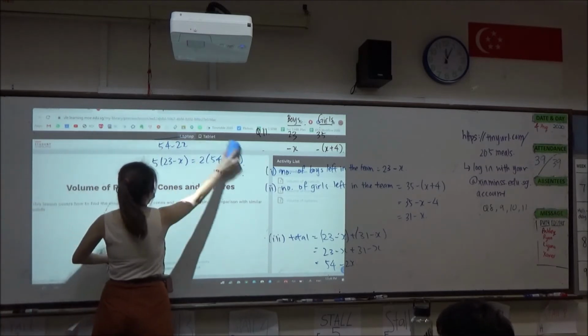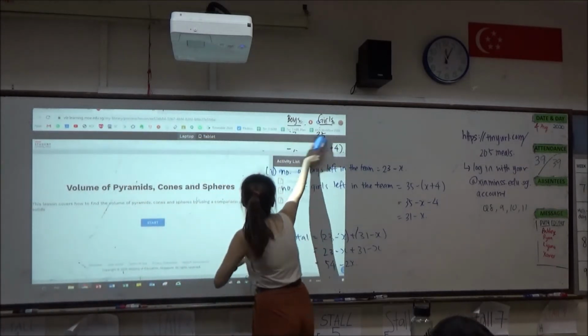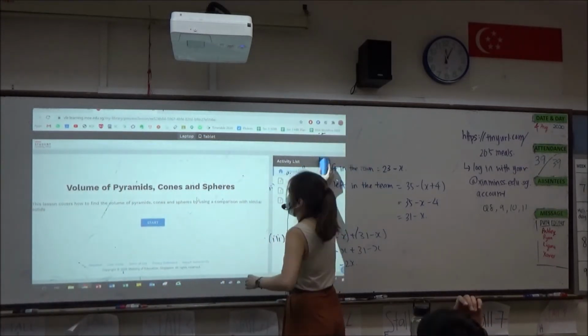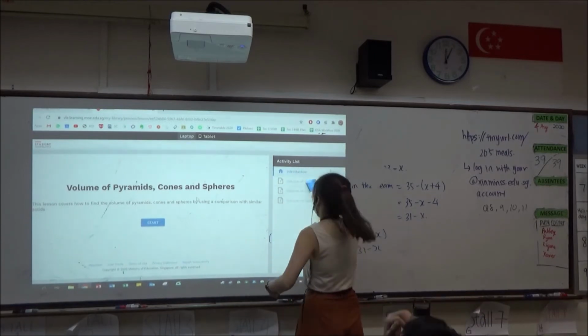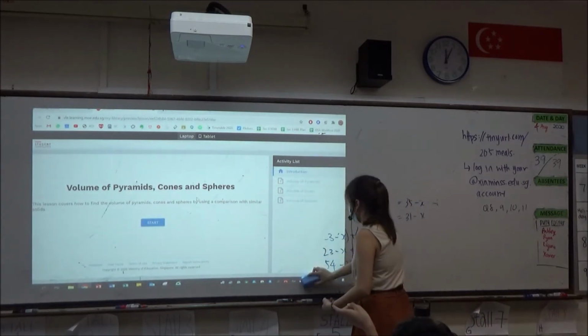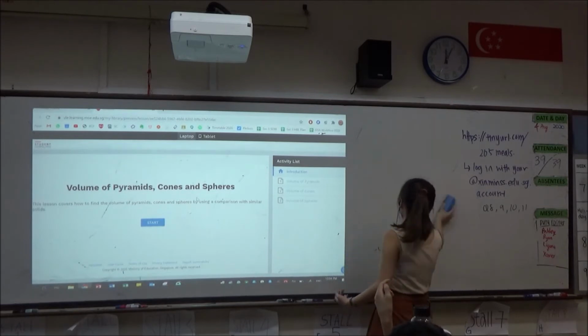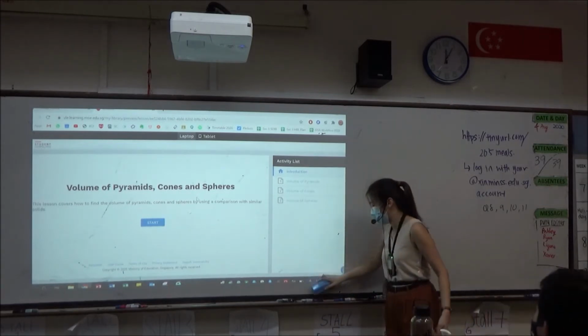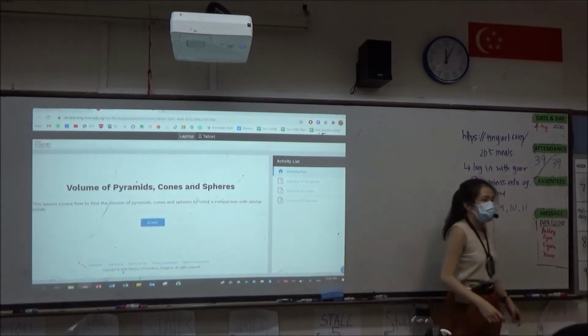Area of pyramids, cones, and spheres. Okay, do you know pyramids, cones, and spheres? Shapes. Yeah, not shapes. Shapes are 2D ones. Yeah, just figures, solids. Okay. Right.